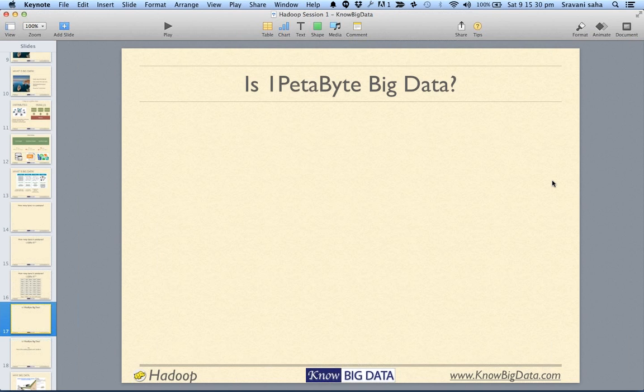We'll discuss in detail why, because if you can handle something using one computer, you should not move that to Hadoop or any other system.